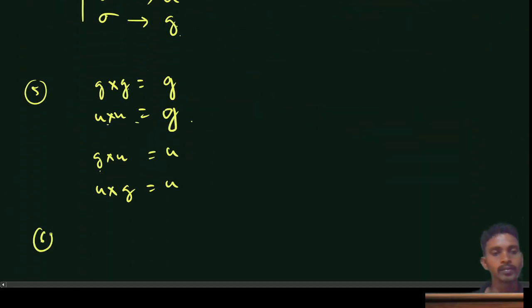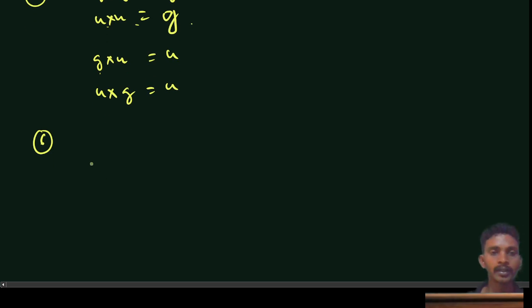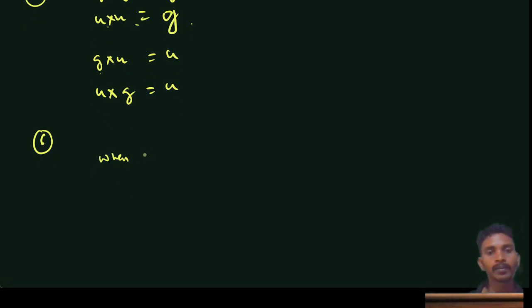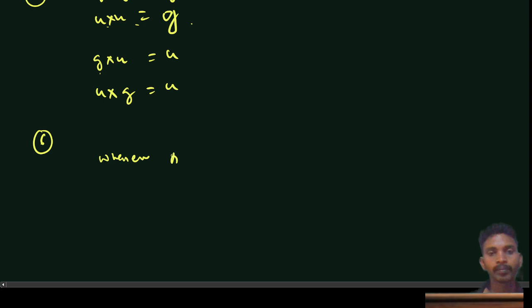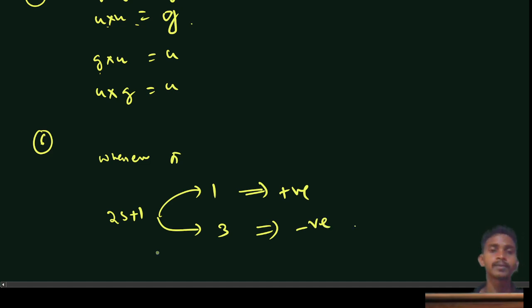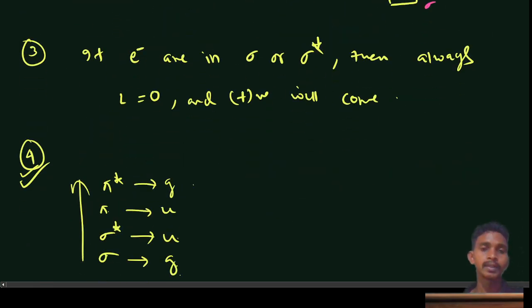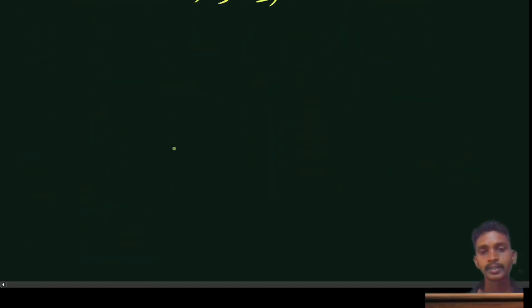And another thing you have to remember is that whenever p orbitals or pi is there, let's say 2S plus 1: if it is 1, then it is always positive, and if the 2S plus 1 is 3, then it is always negative. Why I'm saying that, you will understand whenever you fill the electrons. Let's take the examples, then you will understand clearly.